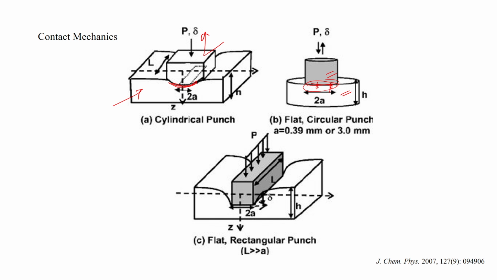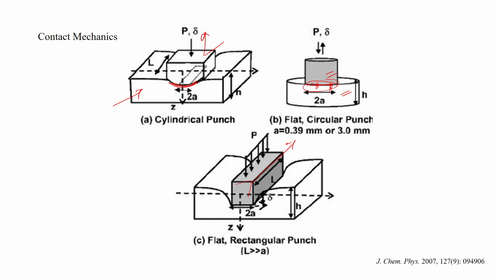So, we can have different kinds of geometry: cylindrical punch, flat circular punch, and we can also have, let us say, a flat rectangular punch. Rectangular punch means that in this particular case, in this direction, this is a kind of plane strain approximation, that in this y direction, this is infinite. As a result, these forces do not change with respect to the y direction. So, we have first brought it in contact and then we are trying to separate it, and what is the kind of force that is required. So, these are different types of situations that will occur in adhesion.